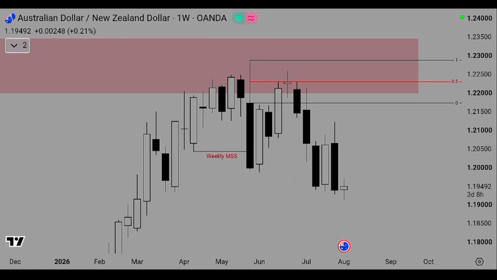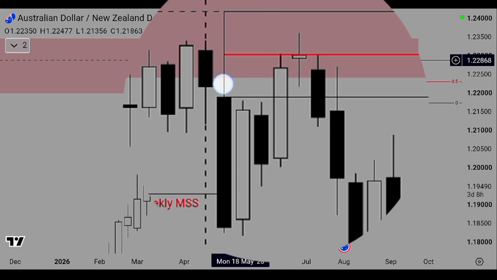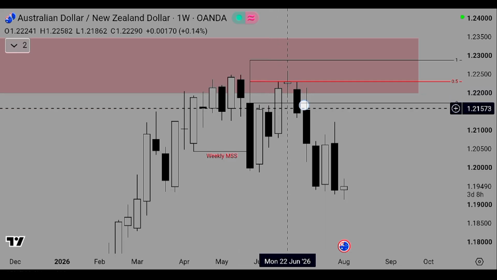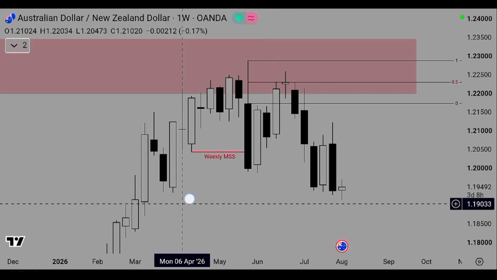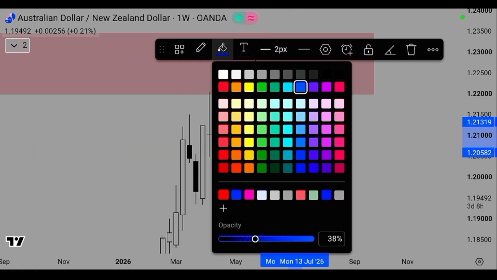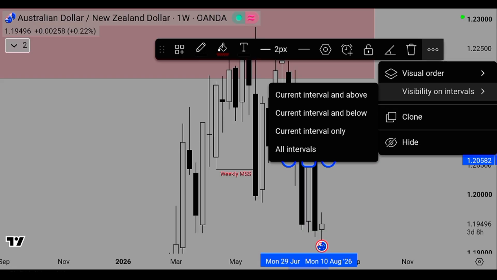And you can see how handsomely price respected the consequent encroachment of this premium wick in the weekly time frame and went lower, and took this sell side liquidity, the relative equal lows. This is the weekly sell side inefficiency, which is a sell side imbalance buy side inefficiency.